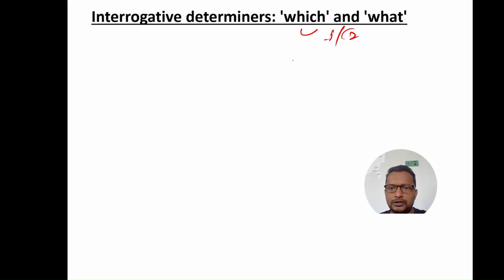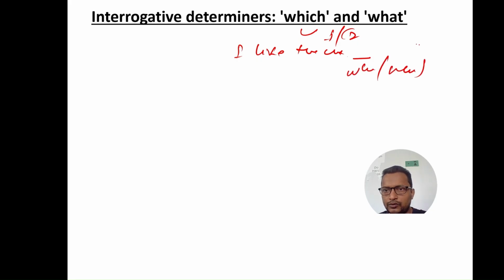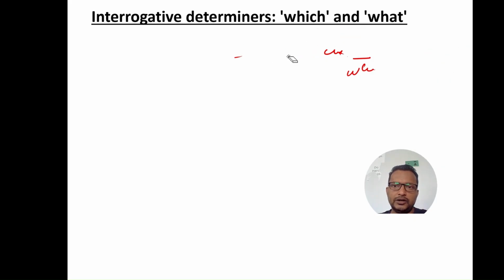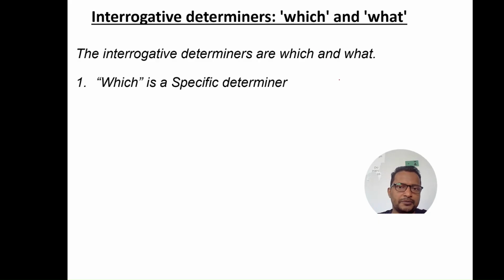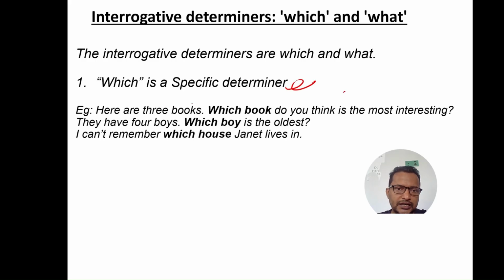For example, the question will come like this: I like the city ___ (which or what) is very beautiful. Now you will say which or what, depending upon the context, right? Depending upon the rule you need to use. So that's why we are learning it, which or what. Okay. So the interrogative determiner which or what: which is a specific determiner, meaning you already know which one you are talking about. For example, here are 3 books.